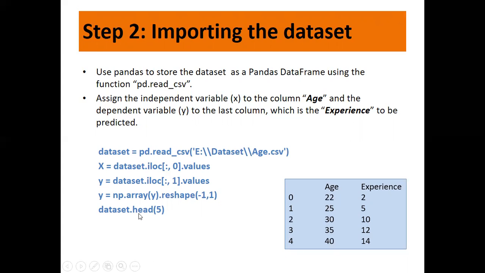Now, we use the corresponding iloc function to slice the data frame and assign these indexes to x and y. We have already used these iloc functions. Age is taken as the independent variable and it is assigned to x. The dependent variable that is to be predicted is the last column, which is experience, and it is assigned to y. Now we will reshape the variable y to a column vector using reshape(-1, 1). I hope till here the concept is clear. Next.